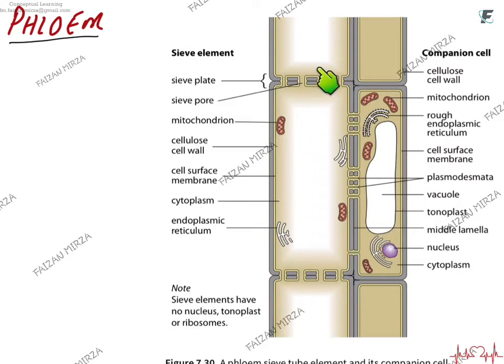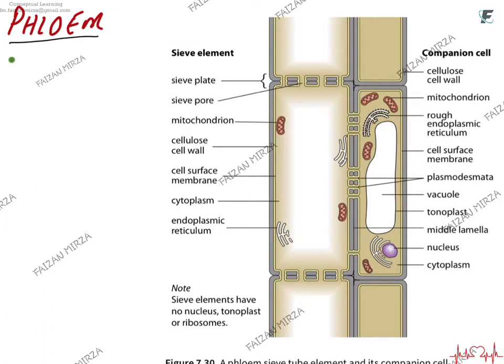The sieve elements are joined together to form a hollow tube, not exactly as hollow as xylem. This is having cross walls, and these cross walls are the sieve plates. These sieve plates have sieve pores, and these sieve pores have the opening, which actually is the plasmodesmata. And then there are plasmodesmata between a sieve element and a companion cell. And a companion cell will have plasmodesmata with the cells surrounding that companion cell.